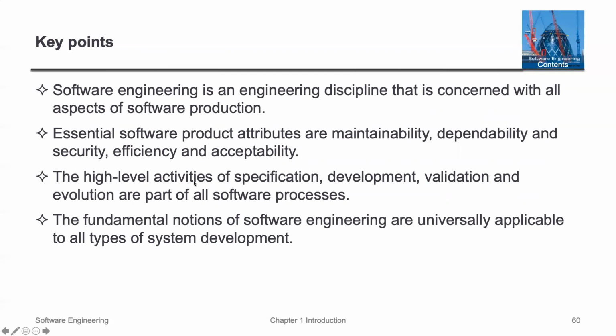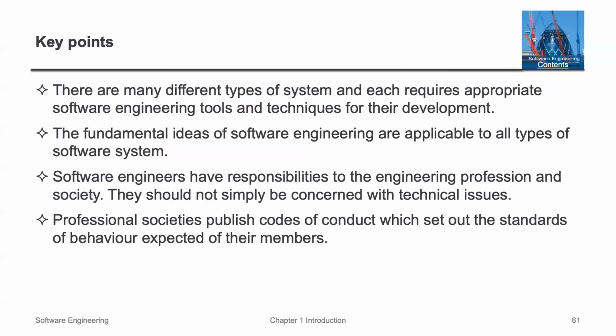The high-level activities of specification, development, validation, and evolution are all parts of the software process, and so you have to keep that in mind. And the fundamental notions of software engineering are universally applicable to all types of system development. So that's the first summary chart.